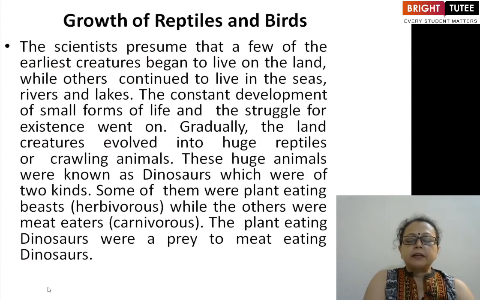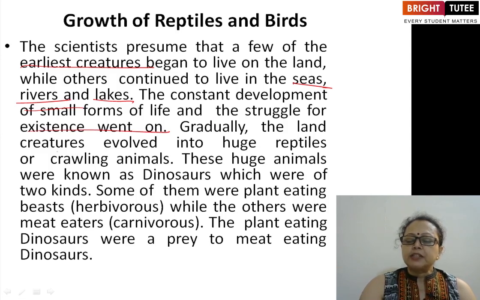Growth of reptiles and birds. We are continuing with the theory given by Charles Darwin. The scientists presume that a few of the earliest creatures began to live on the land while others continued to live in the seas, rivers and lakes. The constant development of small forms of life and the struggle for existence went on.